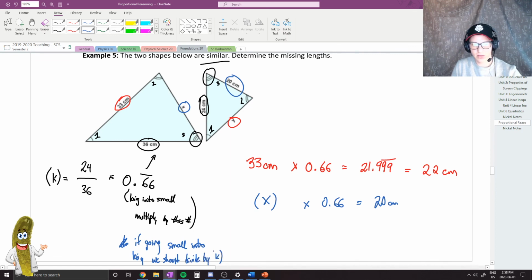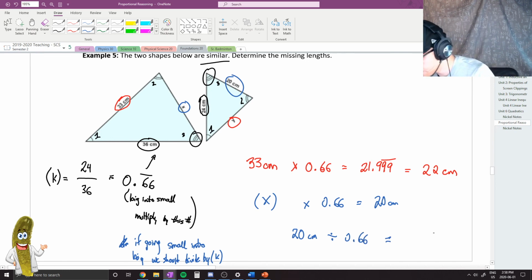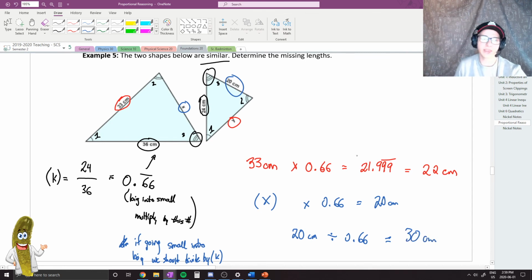by k. So what I'm going to do here then is I'm going to take my 20 centimeters and I'm going to divide by 0.66. And when you do so, you end up getting an answer of 30 centimeters. And that makes sense because that is bigger than this other side length. So this was 30 centimeters. And the last one here was 22 centimeters, like such. All right.